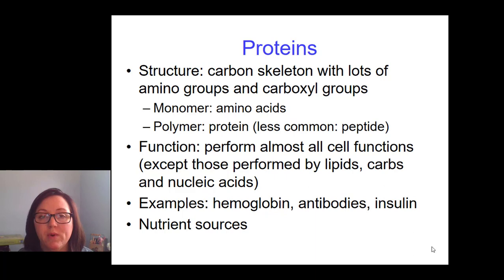Examples of proteins you might be familiar with include hemoglobin, which is the protein that's inside of your red blood cells and carries oxygen. Another example are antibodies. Antibodies are defensive proteins found in our body fluids that help us to fight off infection. And maybe you've heard of insulin. Insulin is a hormone, but it's made from a protein, and this is a hormone that's really important for regulating our blood sugar levels. In terms of nutrient sources, proteins come from mostly meat in our diet, but there are some vegetable sources that are high in protein, such as beans and nuts.